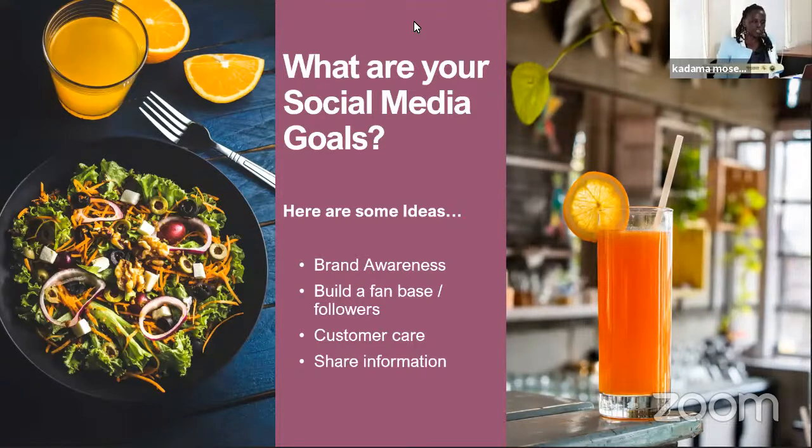So let's say you're launching a new salad. So you're saying that our campaign, our goal is to make sure there's awareness of the new salad on the menu. And then let's say your idea is to build a fan base. So maybe there have been people that have been enjoying your food at the restaurant. So now you want to increase that fan base. So there are different ways of understanding goals on social media.